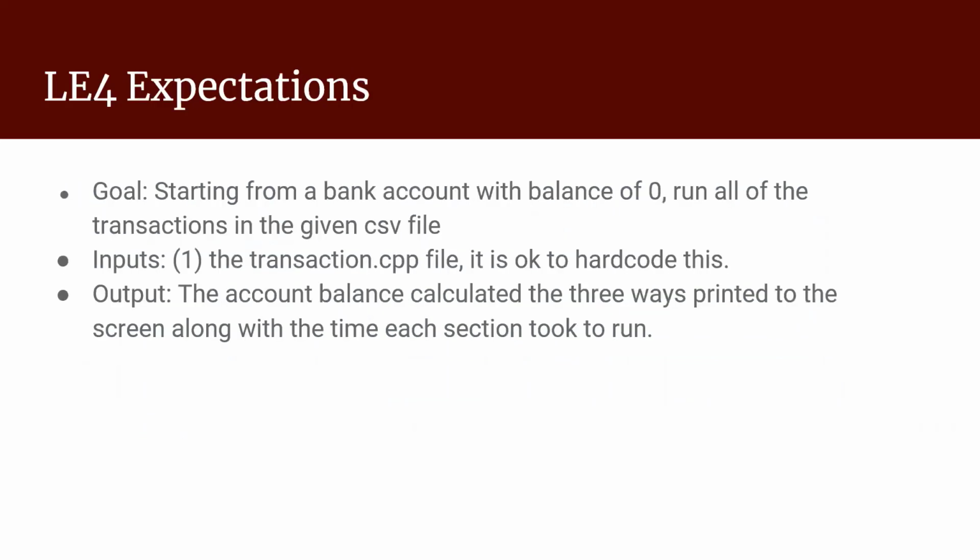Okay, so like I said, the goal is we're going to start three of our sections, each with a balance of 0, run all of the transactions, and then output what each section believes is the answer, along with the time it took each section to run. And we'll be using the transaction.cpp file. You'll see it in your starter code. It is fine to hard code this. We won't be changing the value, so we don't need an input.